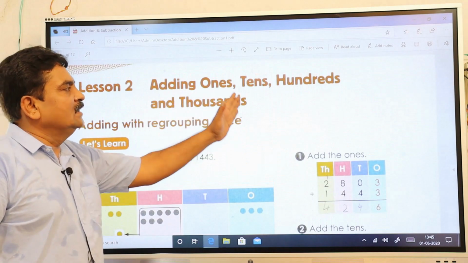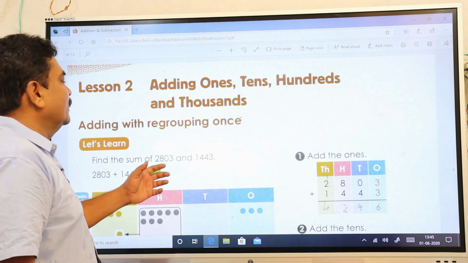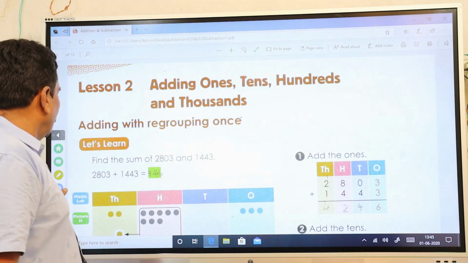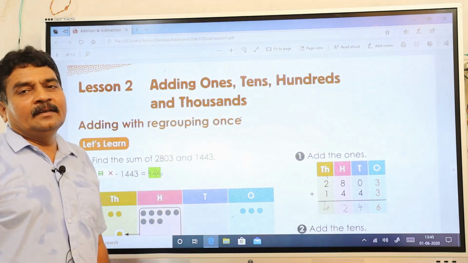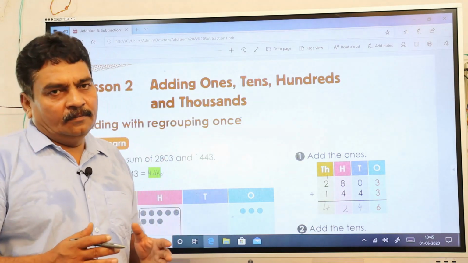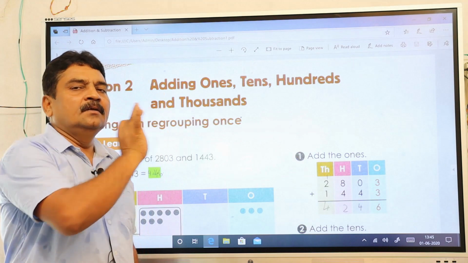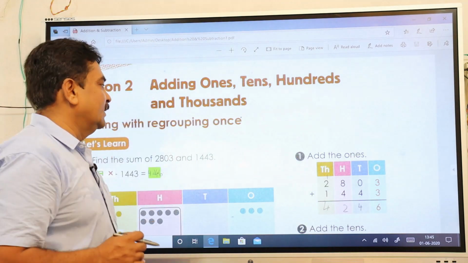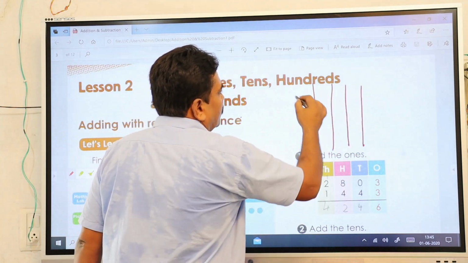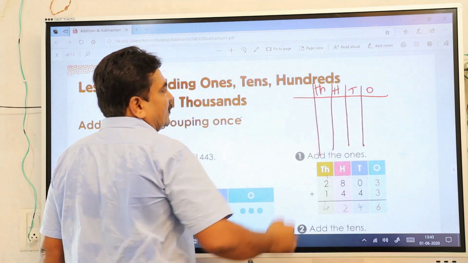Adding ones, tens, hundreds. Let's see here. You are going to add these values of ones, tens, hundreds and thousands. I told you, if you want to become good in mathematics, you have to add numbers only in tabular form. First you write down the place values, that is ones, tens, hundreds, thousands, and so on. Then you start writing it. Okay, I'll just draw it here. This is ones, this is tens, this is hundreds, this is thousands.